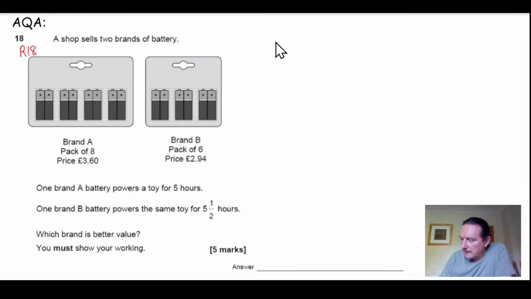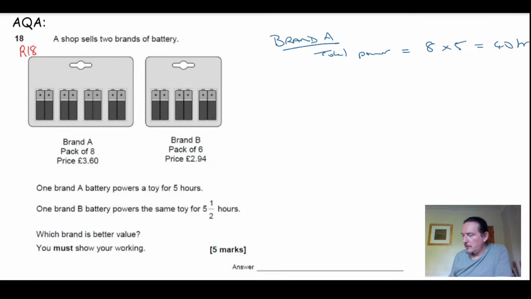Let's take brand A to start with. I've got eight batteries and they cost £3.60. The total hours of power I'm going to get out of those 8 batteries is 8 times the 5 hours that they each last. So that's going to give me 40 hours worth of joy from my toy.